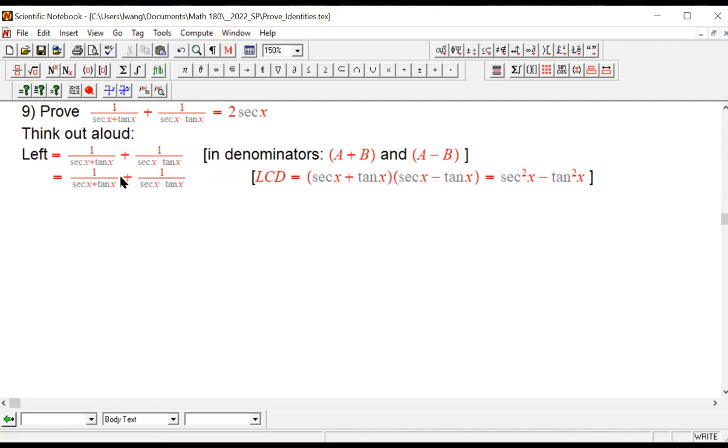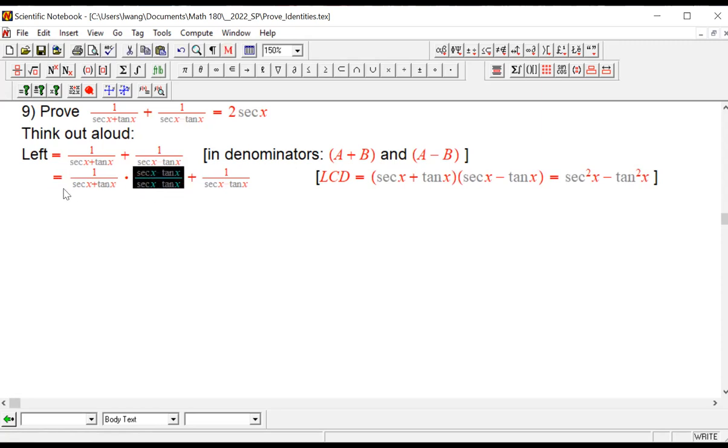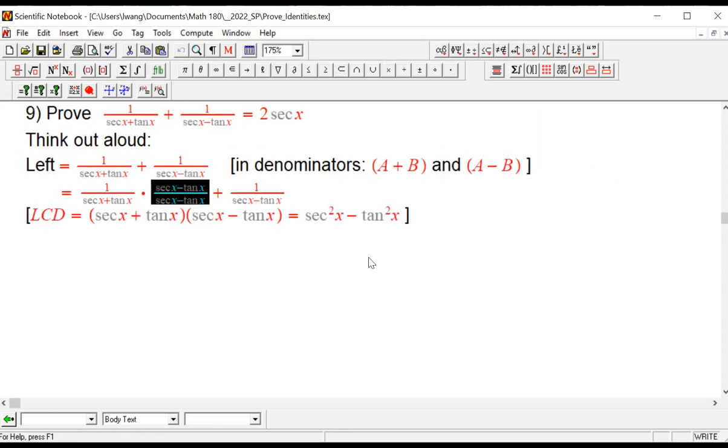And I'm going to make the same denominator. We know the common denominator, right? In the first denominator, we have the secant plus tangent. So what's missing? We need a secant minus tangent. And we need to do the same for the top because we want to maintain that equal sign. So anything times 1 stays the same. Let me make the font just a little bit larger.